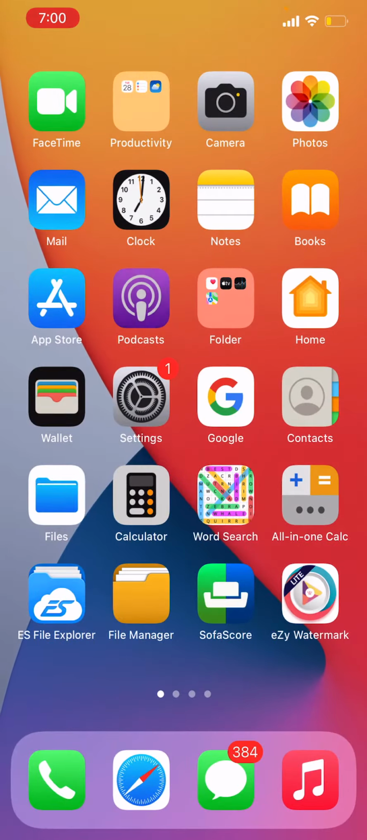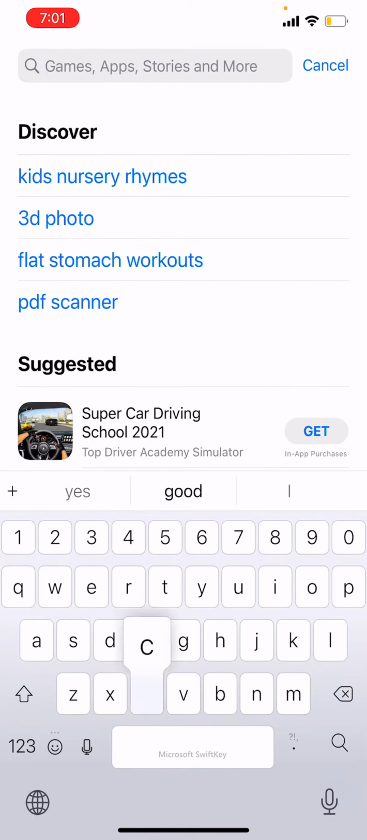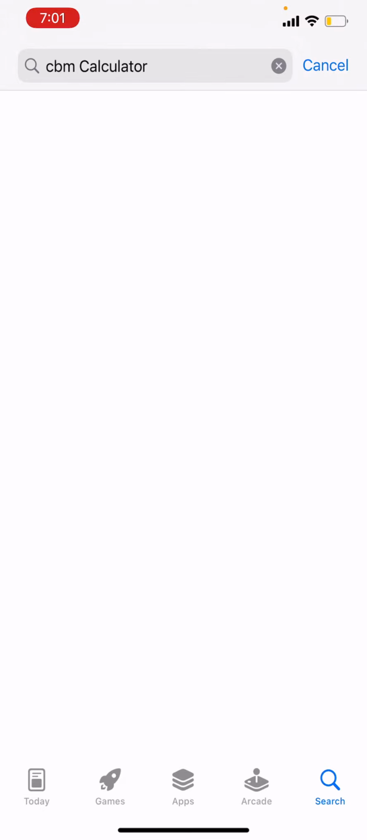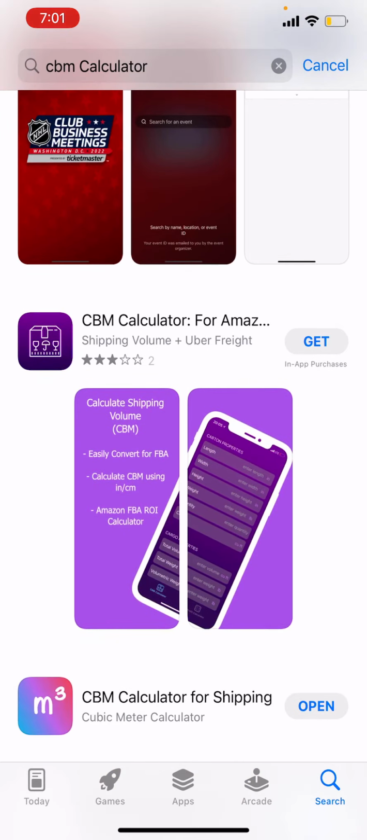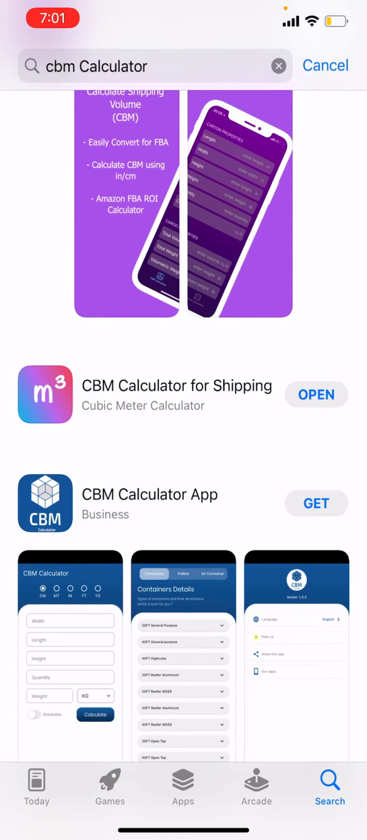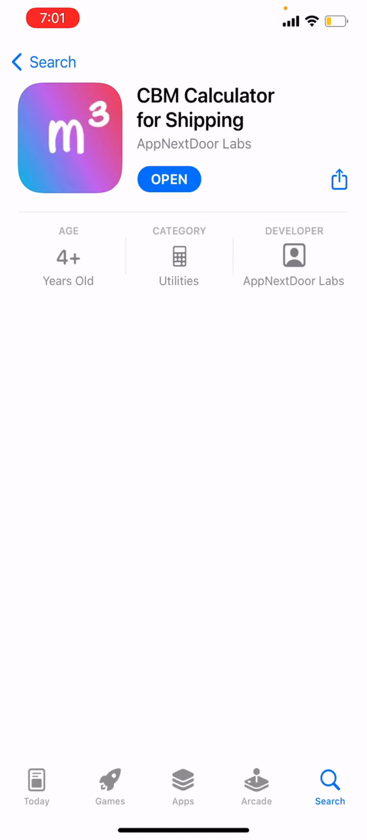Go to your app store and then download a CBM calculator. Okay, I already have a CBM calculator. Forgive my internet, I think I'm downloading something on my Wi-Fi, so my internet is slow. Download any of them that you think the interface is nice. They all do the same job. Whether you are using Android or iPhone, just download a CBM calculator. There are a lot of them. I use this one, the third one, as you can see, it's open.